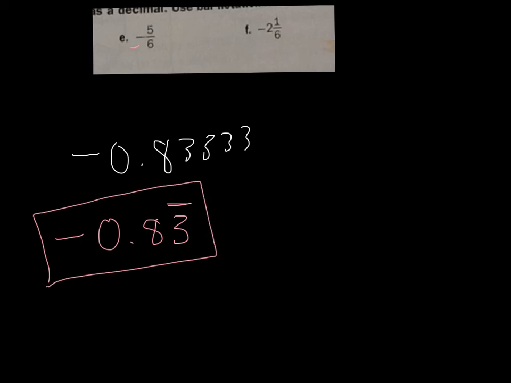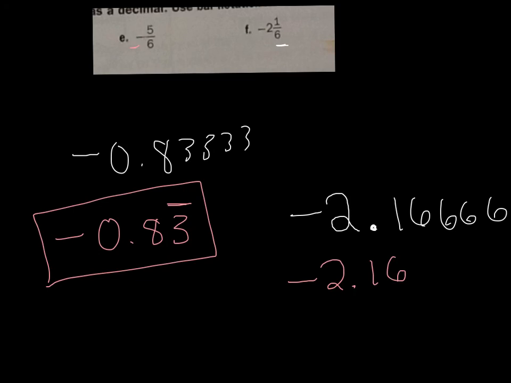Letter F. I have negative 2 and 1/6. Well, that negative needs to stay out front again. Remember, your 2 means that's your number before your decimal point. On your calculator, if you take 1 divided by 6, you're going to get 0.16666 repeating. So I'm going to rewrite this as negative 2.16, and since it's the 6 that's repeating, my bar will go over just my 6.